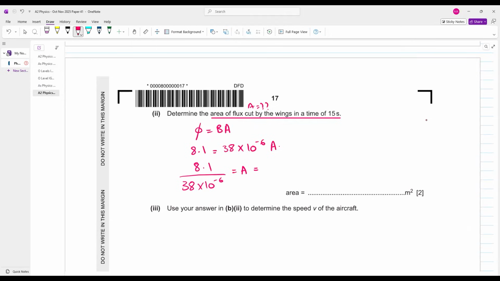This comes out to be 2.1 times 10 raised to the power of 5 meter squared. This is the area cut by the plane. So we have the area cut by the plane. Now, what else do you want? Let's see what is written further in the question.